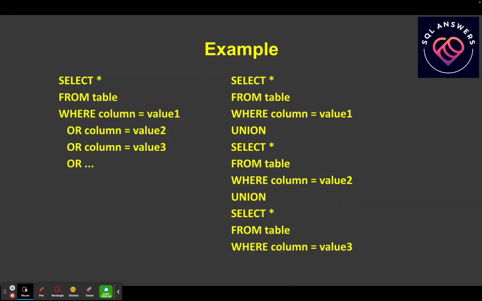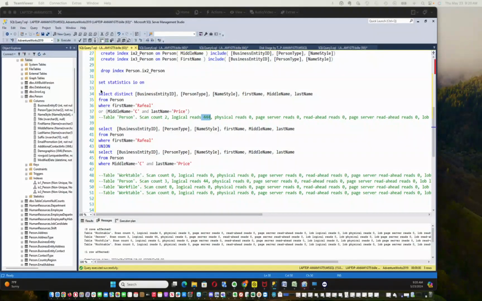Next we're going to jump into a little demo where I'm going to show you the actual IO stats when you perform this conversion. I'm going to jump over to SSMS here. I've got a table named person that we're going to query. The original SQL statement looks like this. I've got a WHERE clause that's looking for first name equals Raphael, or the case where middle name equals C and the last name is Price. So I've got a compound WHERE clause separated by an OR. This is what we're trying to optimize.